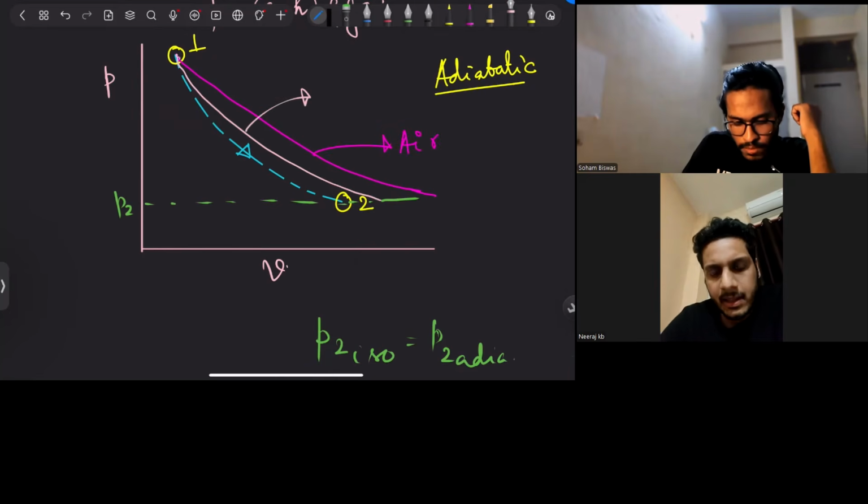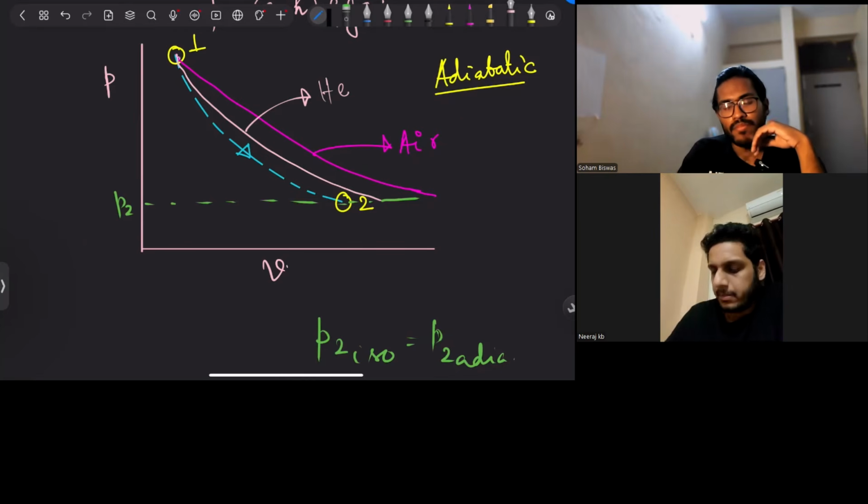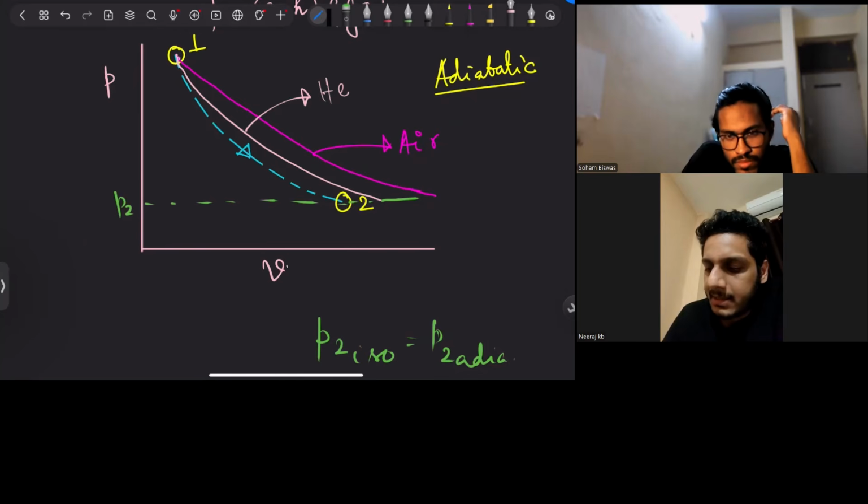This is your helium. Helium will have more slope, because it's a monoatomic gas. So its gamma will be 1.66. Basically the slope is minus gamma P by V. That is the slope of an adiabatic process.